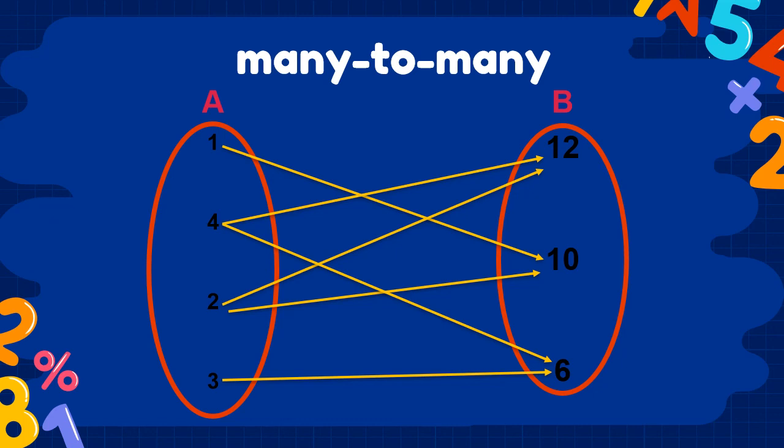So next we have many-to-many. As you can see, 4 is a factor of 12, 4 is a factor of 6, 2 is a factor of 12, and 2 is a factor of 10. Our domain, or the value of x in set A, is repeated, therefore the relation is not a function. Again, 4 is repeated and 2 is repeated. They correspond to one or more values in set B, or the codomain, so it is not a function.